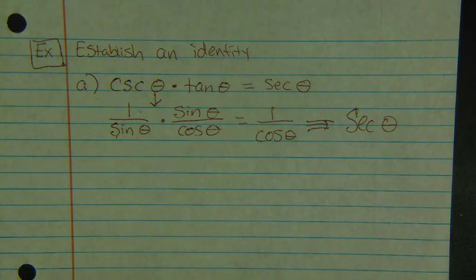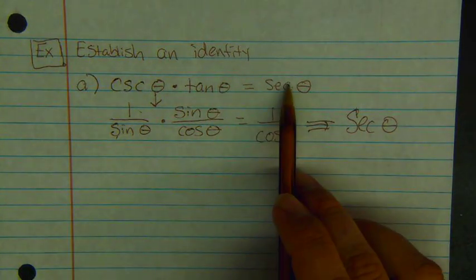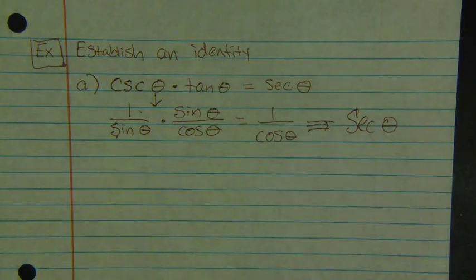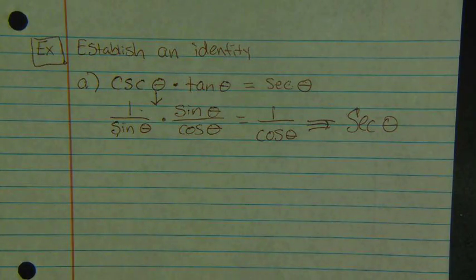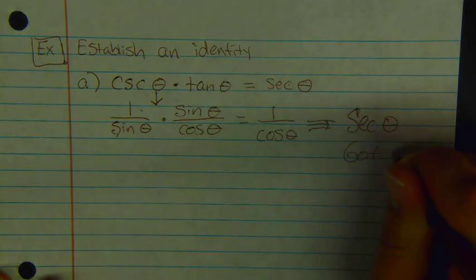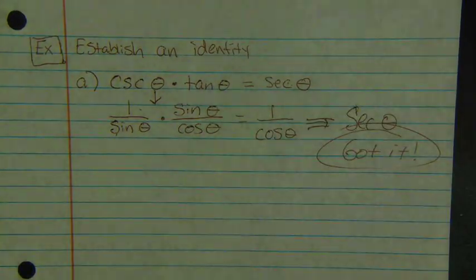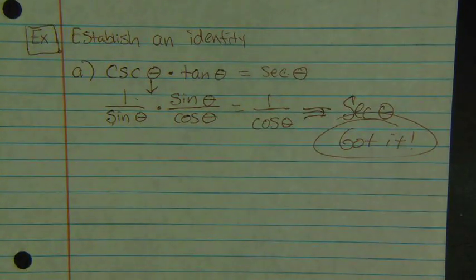Now, we knew the answer was secant theta. Okay, they're telling us where we need to get to. We just have to figure out how. So when I do these, here's what I write for an answer. Got it. So that's what I'll be writing tomorrow for all of the answers.